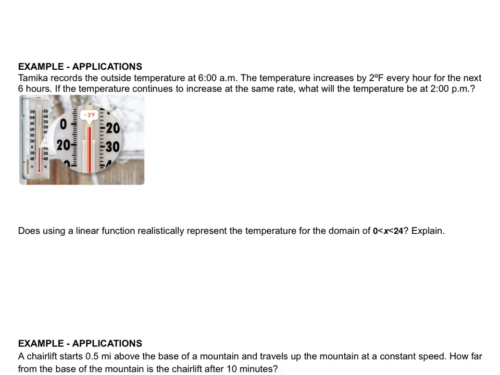So here's the thing. When I write this out, I want to write a function. So I'm going to write f of x is equal to mx plus b. And what I want to think about is my slope. What's my rate of change? And that's this, that the temperature increases by 2 degrees Fahrenheit every hour, okay? And so when I think about that, that's a positive slope. So my m value is equal to 2.